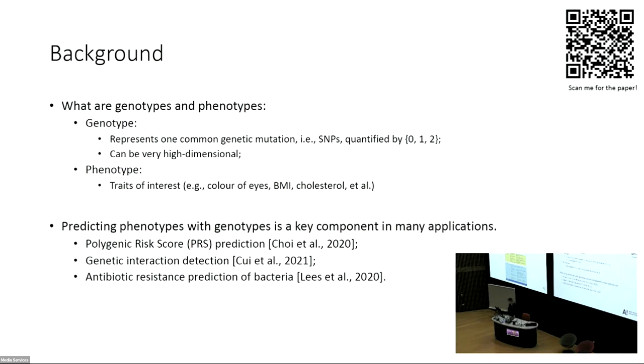This prediction problem is a key component in many genetics applications. For example, we could generate a polygenic risk score for a specific disease. We could also try to find the interaction effects between two genes to recover the mechanism of a certain disease. Also, in bacterial genetics, we could predict the antibiotic resistance of a new bacteria given the genome information.